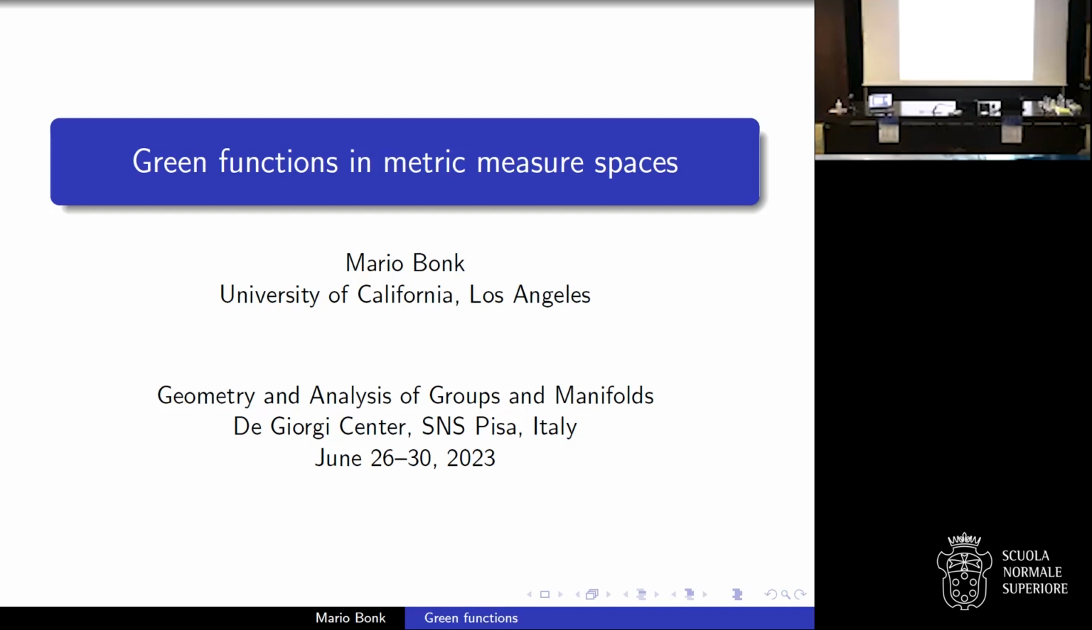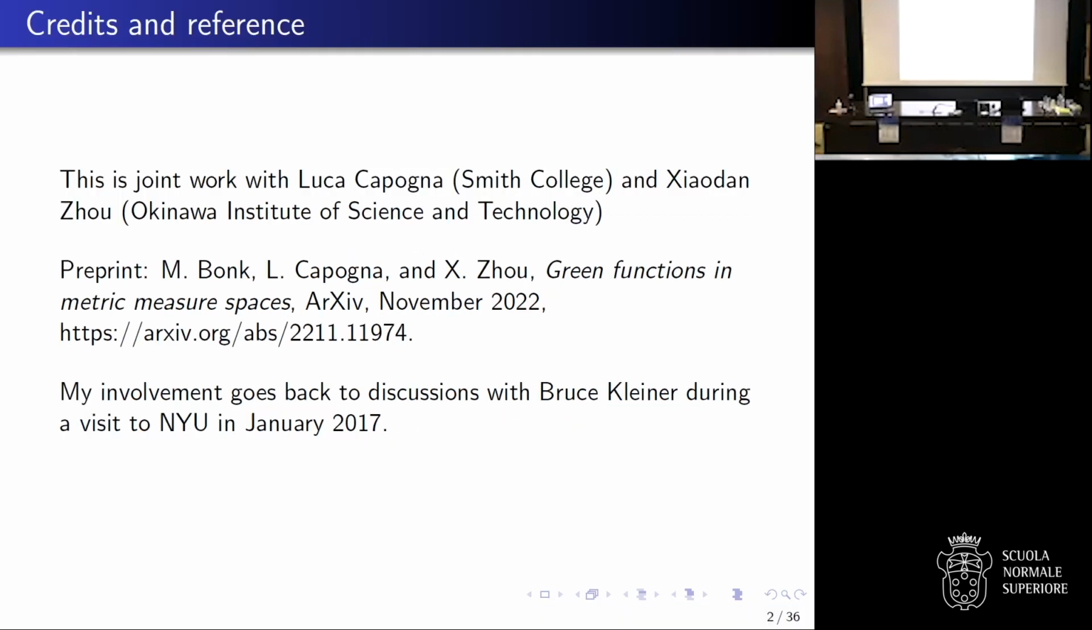Let me start with some credits and references here. This is joint work with Luca Capogna and Zhao Dan. We have a preprint, but it's not quite up to date. So what I will talk about is actually some new developments that didn't make it into the preprint. But I hope we will have a new version over the summer.